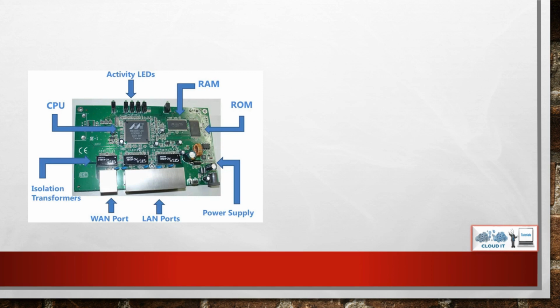This is the internal structure of a Cisco router board. You can see here different fundamental components like CPU, RAM, ROM, power supply, LAN ports, WAN ports, and isolation transformers. These are all fundamental units of Cisco router boards. They are the same as in our normal computers. We can see these components in our normal home computers also. Now let's discuss them one by one.